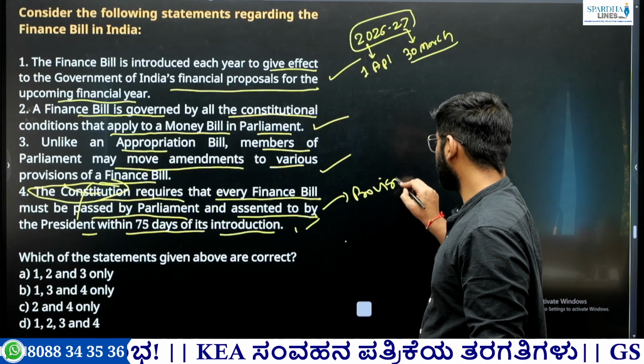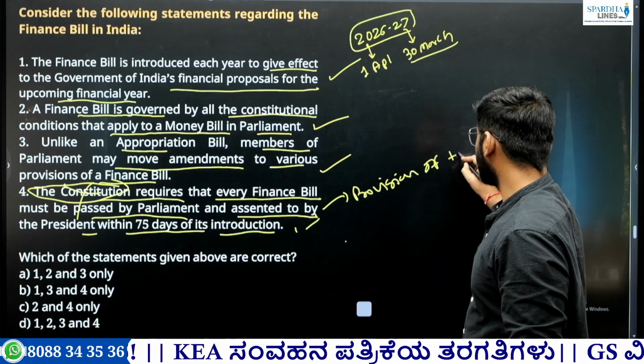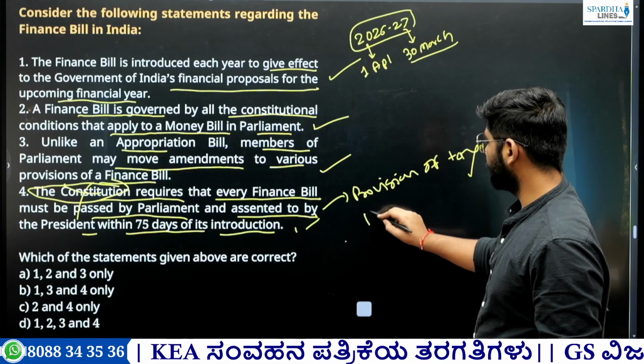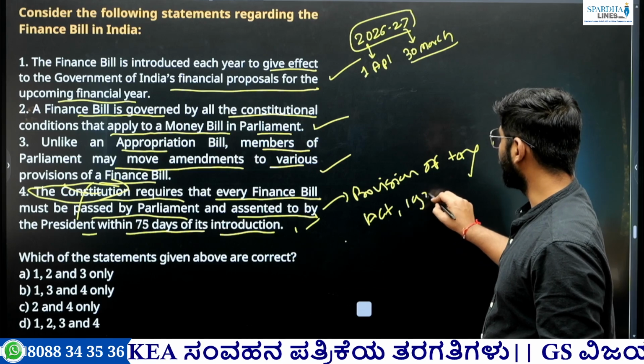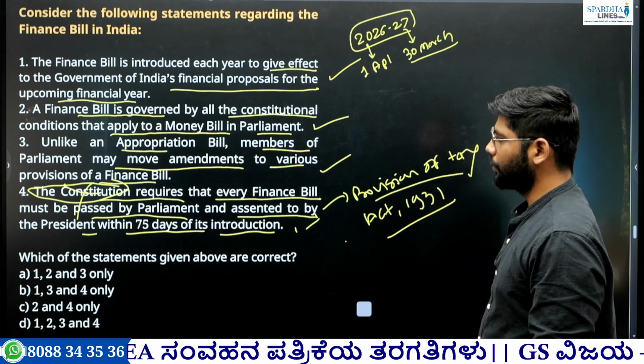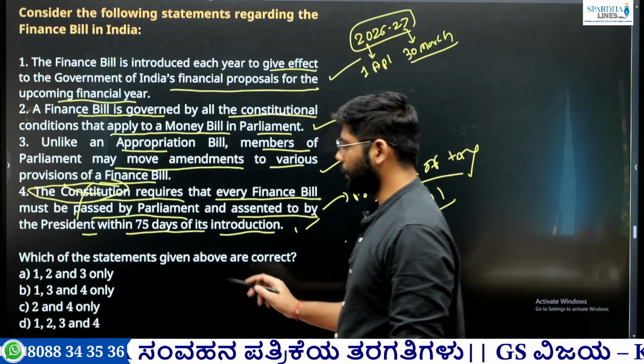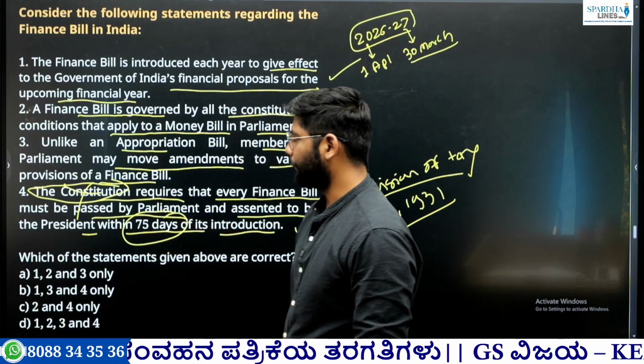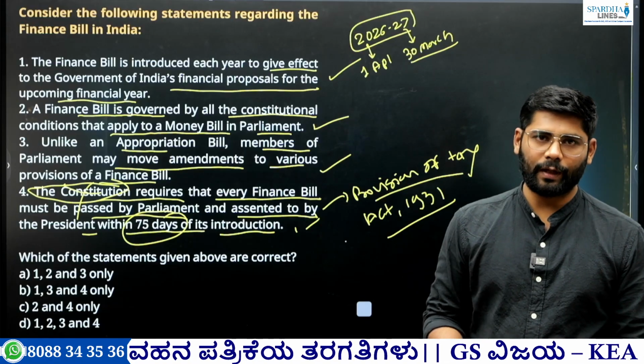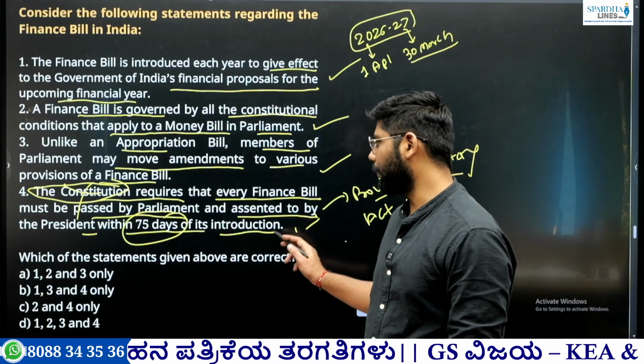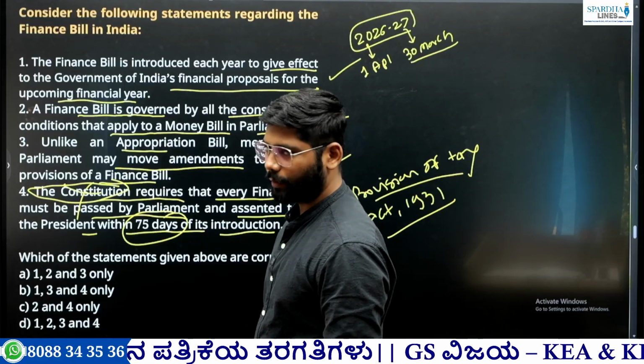provision of Tax Act 1931. This came during the British period. So this particular act gave the 75 days condition, so that introduction to the assent of president, all these procedures must be completed within the 75 days, but not by the constitution.